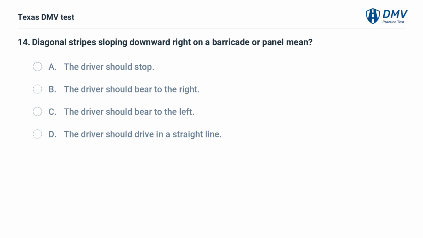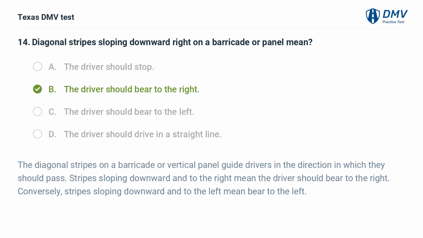Diagonal stripes sloping downward right on a barricade or panel mean A. The driver should stop. B. The driver should bear to the right. C. The driver should bear to the left. D. The driver should drive in a straight line. B. The driver should bear to the right. The diagonal stripes on a barricade or vertical panel guide drivers in the direction in which they should pass. Stripes sloping downward and to the right mean the driver should bear to the right. Conversely, stripes sloping downward and to the left mean bear to the left.